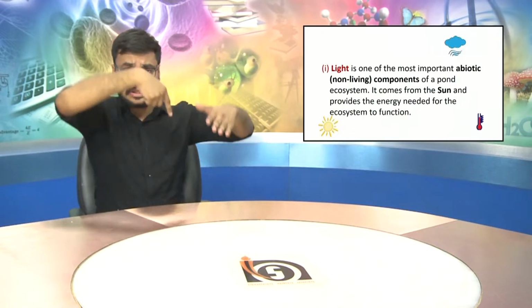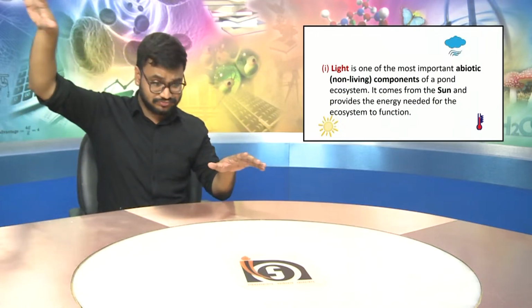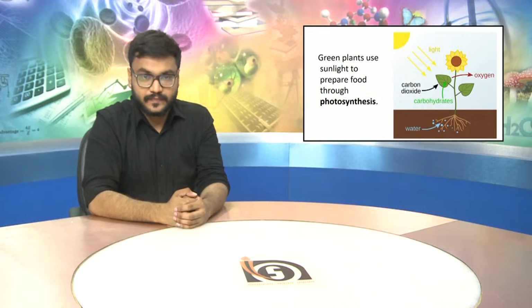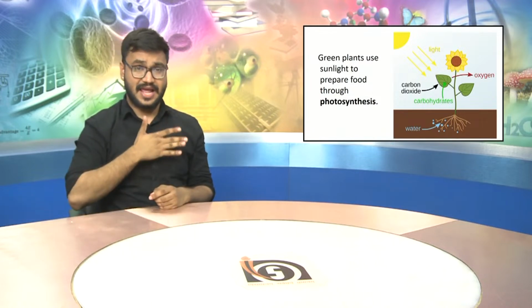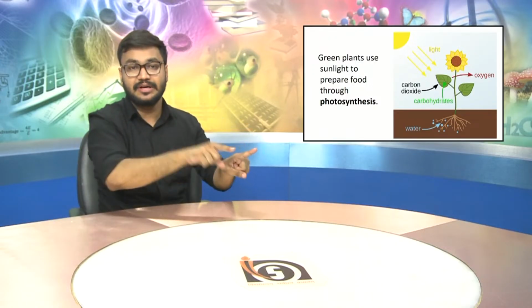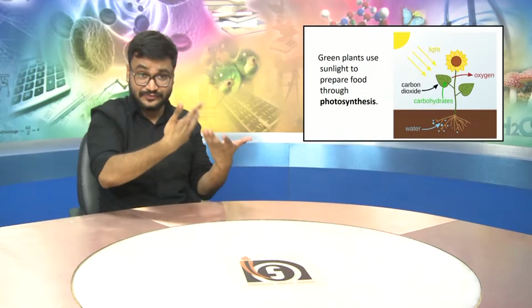First component is abiotic. First is light. Light is one of the most important abiotic components, or we can say non-living components, of a pond ecosystem. It comes from the sun and provides the energy needed for the ecosystem to function. And green plants use sunlight to prepare food through photosynthesis.